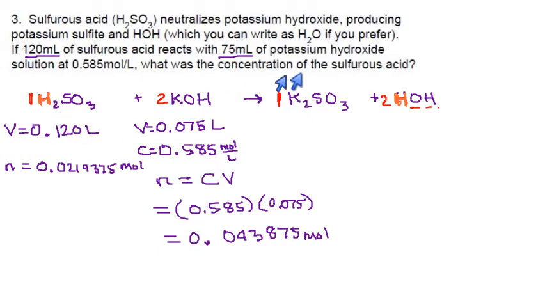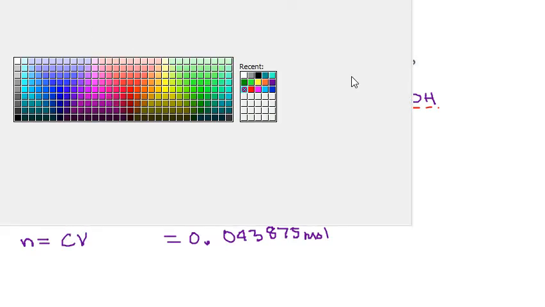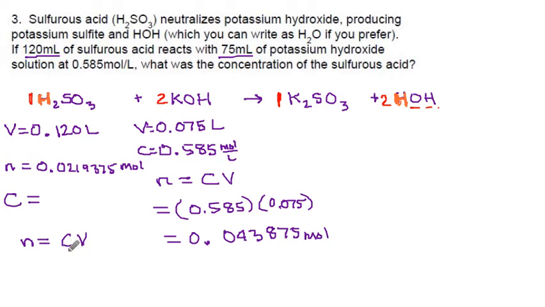Now what they were asking for here was the concentration of the sulfurous acid, and we have enough to find that now. We have our formula that we usually use as N equals CV. If you want to find concentration from that, we can manipulate this formula. If we want C by itself, just divide both sides by V, by volume. Those volumes cancel out, and we get the concentration of something is how many moles of it divided by what volume it is dissolved in.